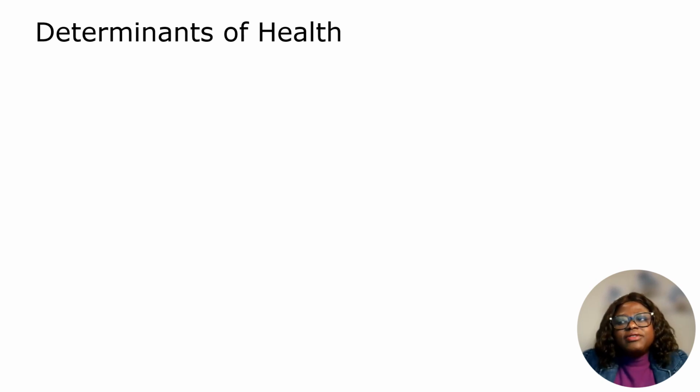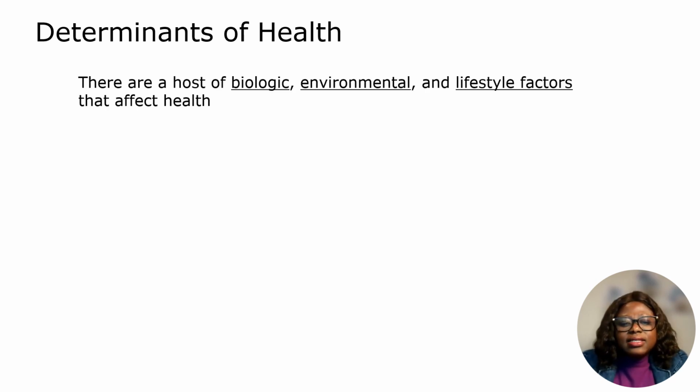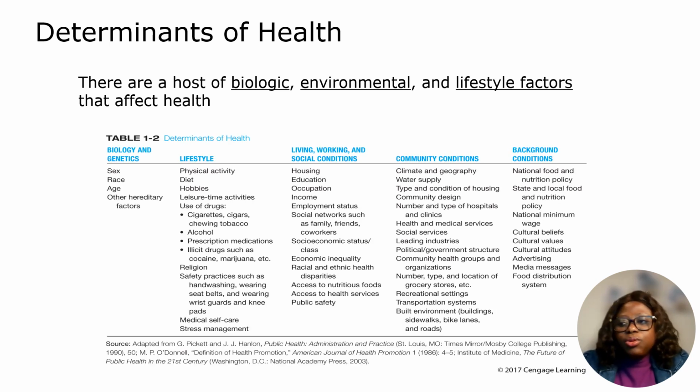So again, we have discussed from the socio-ecological model, there are factors such as personal factors and also things in the environment. So again, this is another way for us to go over the socio-ecological model. A similar concept is here. The book gave us a table to break it down based on biologic factors, lifestyle factors, and also the living conditions, social conditions, community conditions, and then the background conditions.